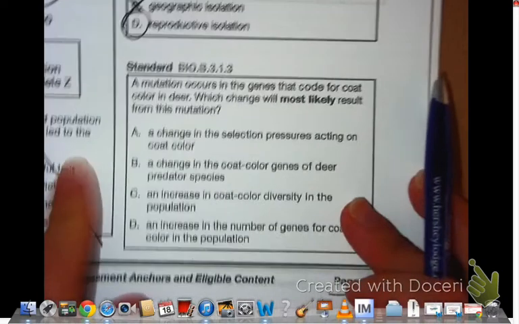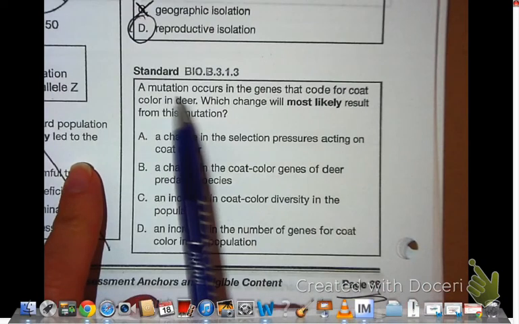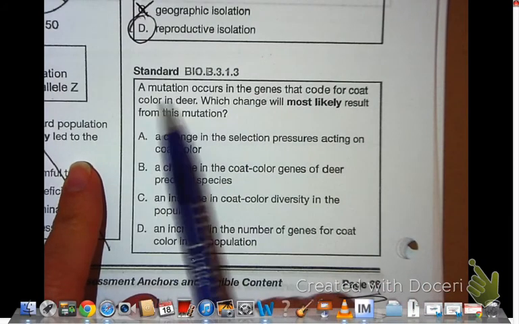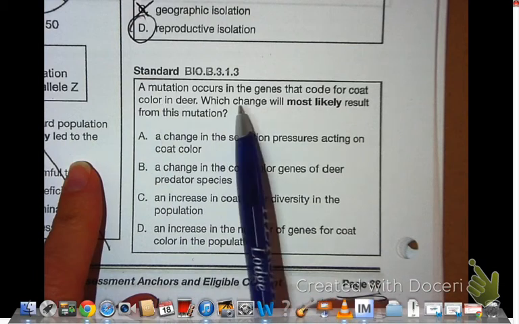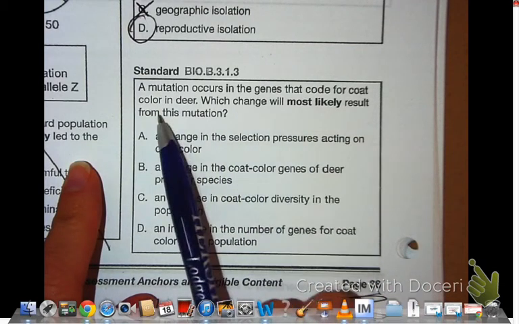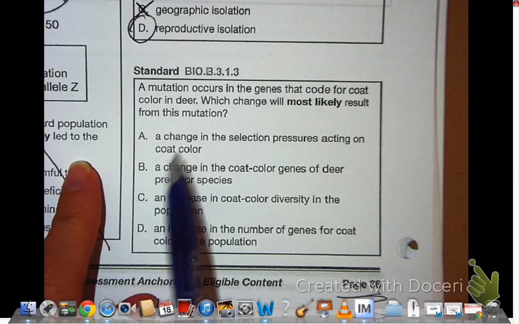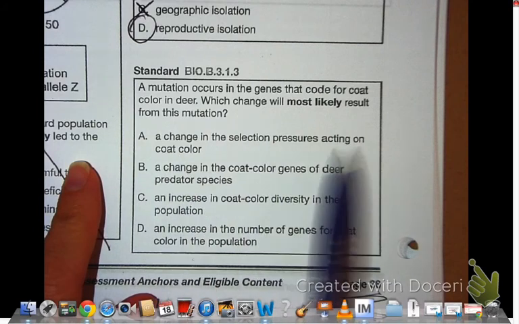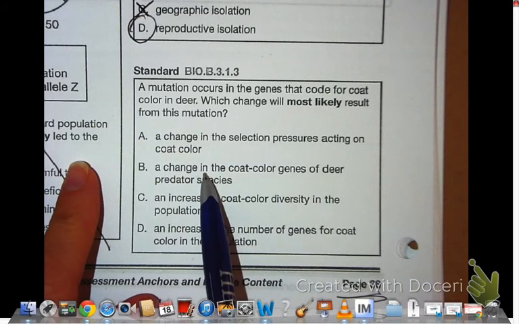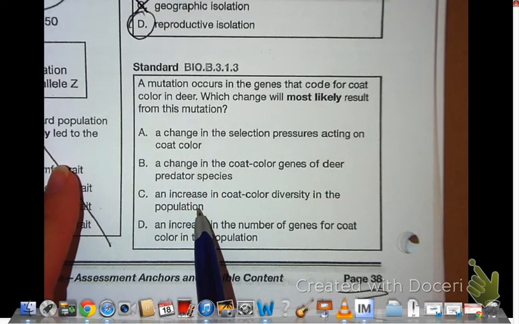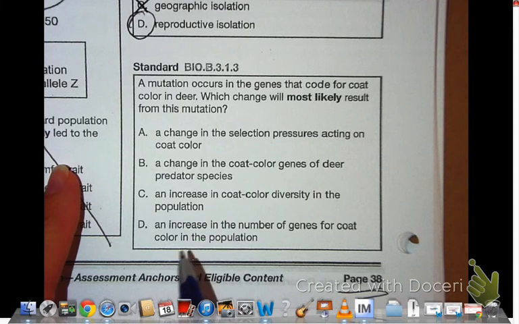Let's take a look at the bottom one. A mutation occurs in the genes that code for coat color in deer. Which change will most likely result from this mutation? Is it a change in the selective pressures acting on coat color, a change in the coat color genes of the deer species, an increase in coat color diversity in the population, an increase in the number of genes for coat color in the population?